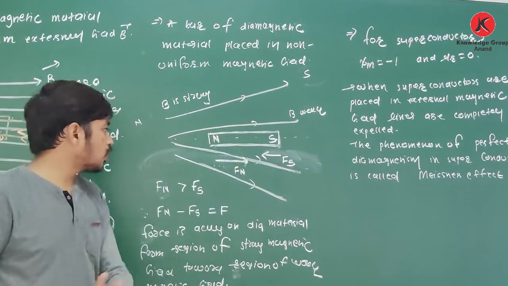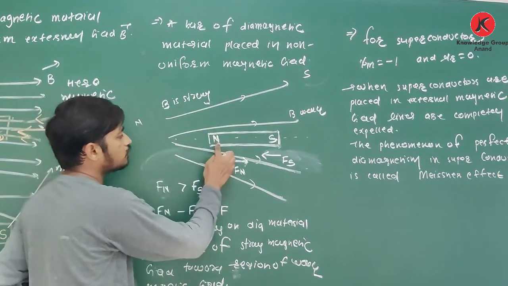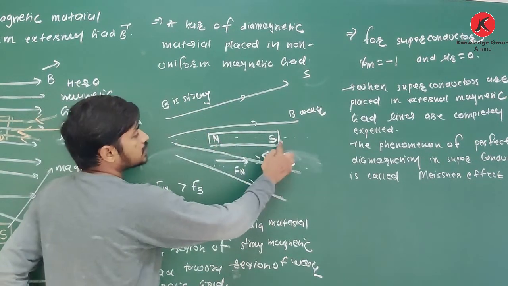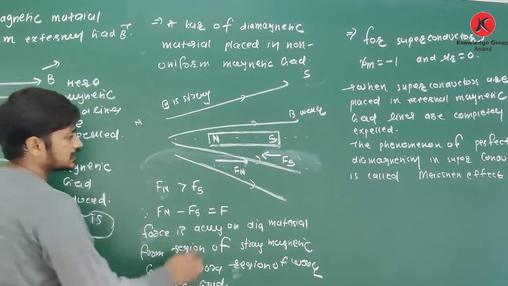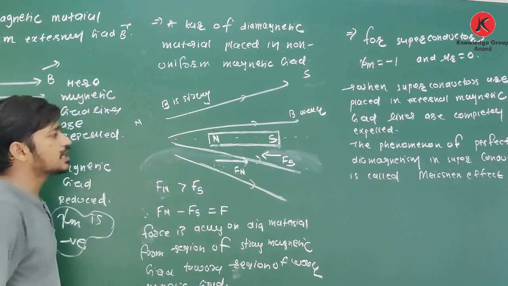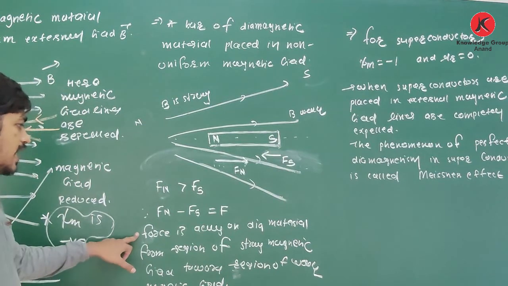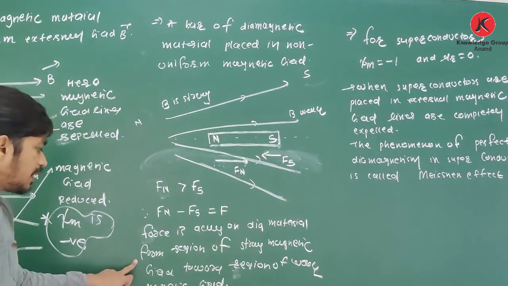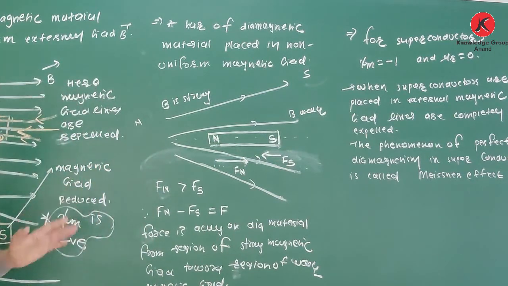Clear about this? Now, as this north pole is in a strong magnetic field, the force acting on the north pole is more. The south pole is in a weak magnetic field, so the force acting on it is less. Fn and Fs are in opposite directions, but Fn is more. So the force acting on the diamagnetic material is from the strong magnetic field towards the region of weak magnetic field. These points you have to remember.